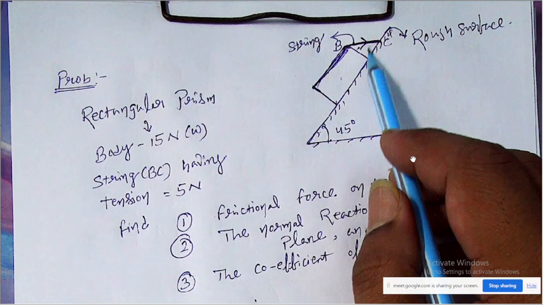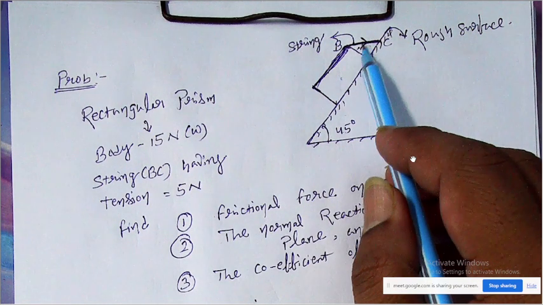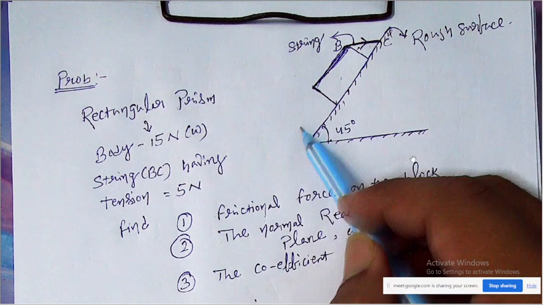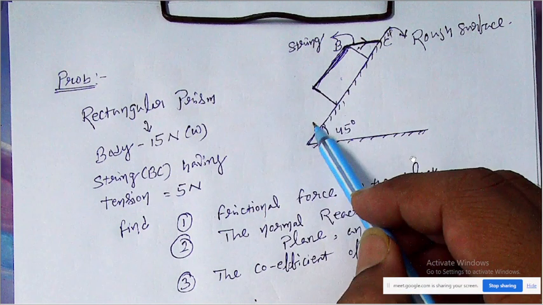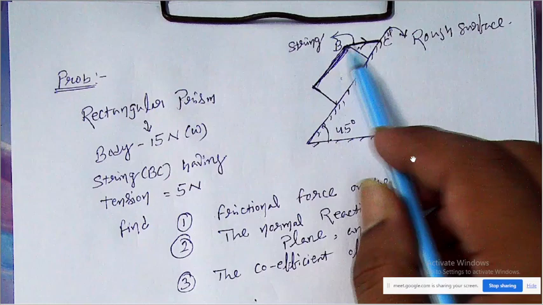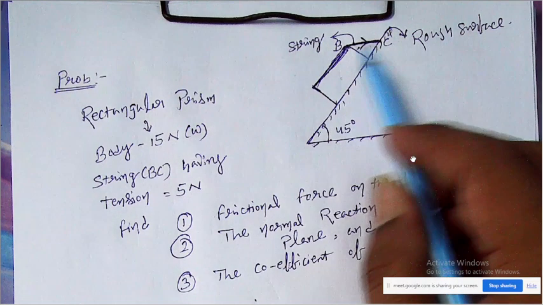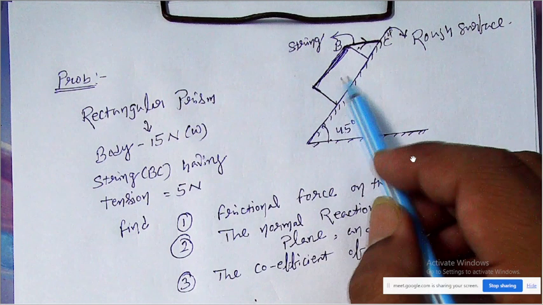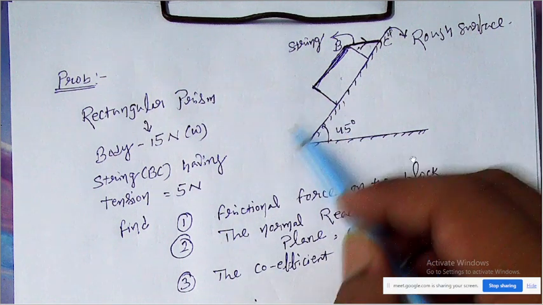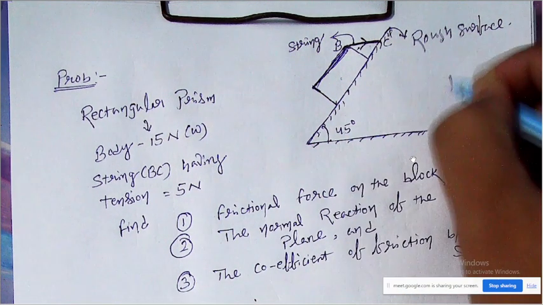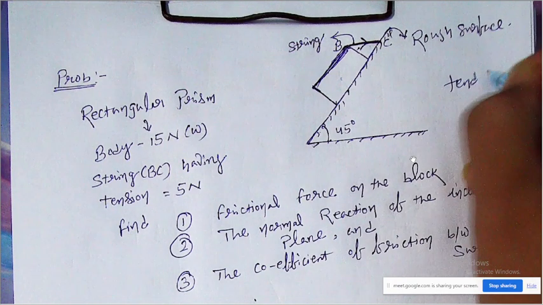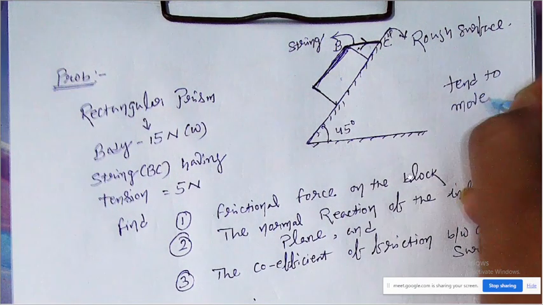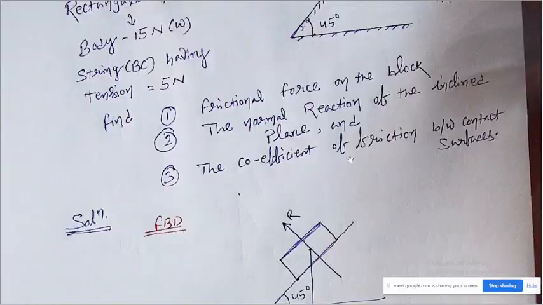Okay, if BC is not down there, it will move down the plane. Downwards. Yes, down the plane. So here it is tied. Here it is tied. No doubt the body is in equilibrium, but it will tend to move in which direction? It is trying to move in which direction? Downward only. So, down.